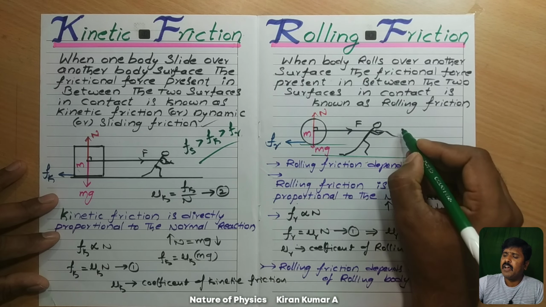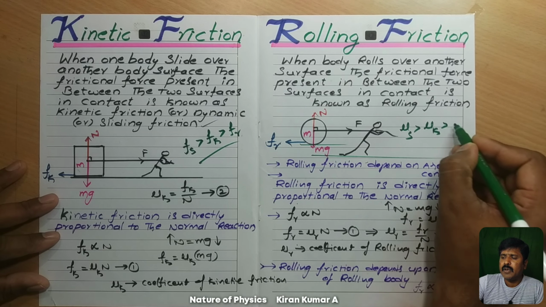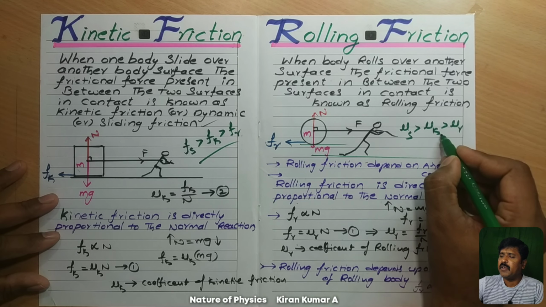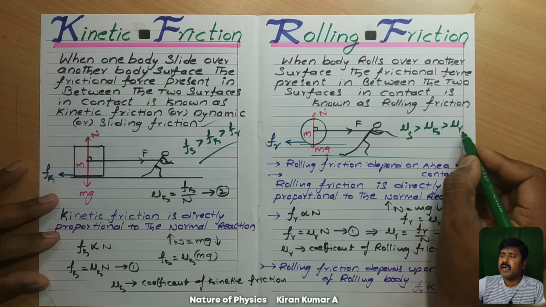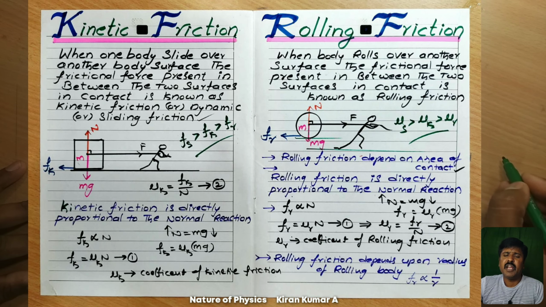The same we can write here: mu s is greater than mu k, which is greater than mu r. The coefficient of static friction is greater than the coefficient of kinetic friction, and the coefficient of kinetic friction is also greater than the coefficient of rolling friction, student. This is clear information about kinetic friction and rolling friction, student.